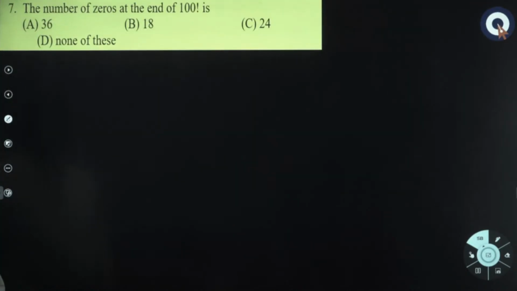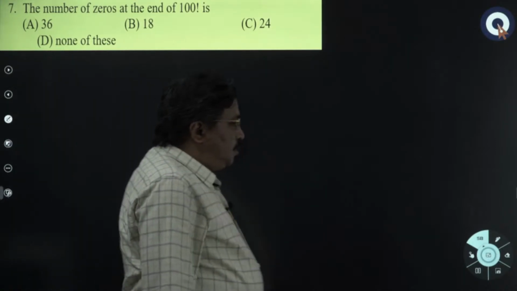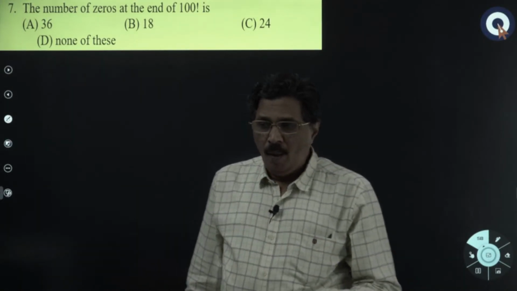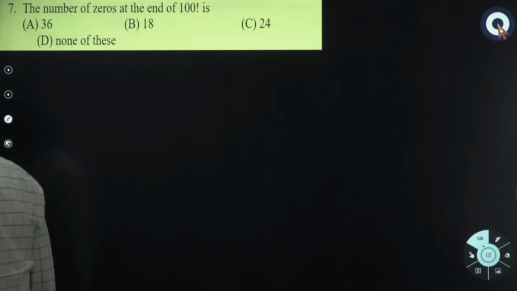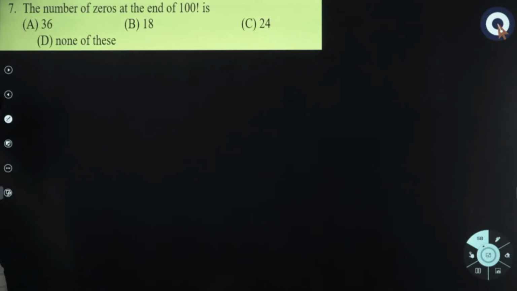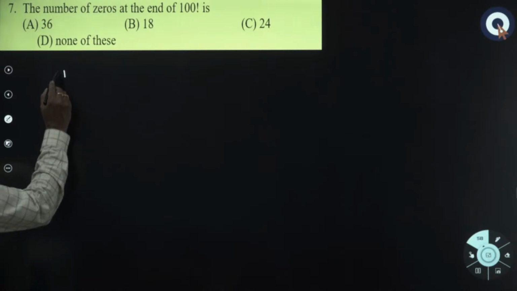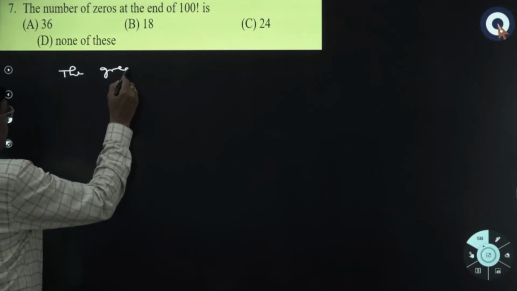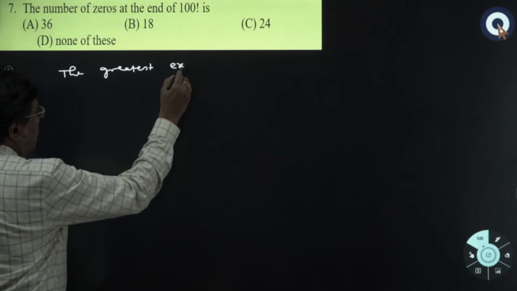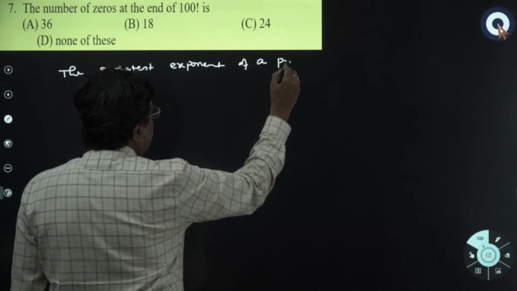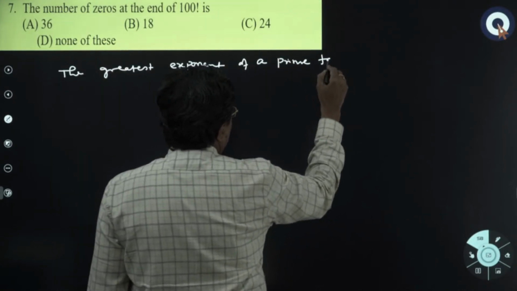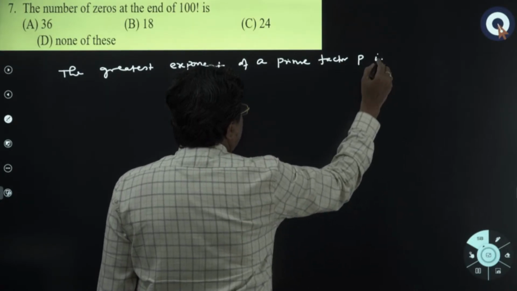The number of zeros at the end of 100 factorial. See, the greatest exponent of a prime factor p in any n factorial.